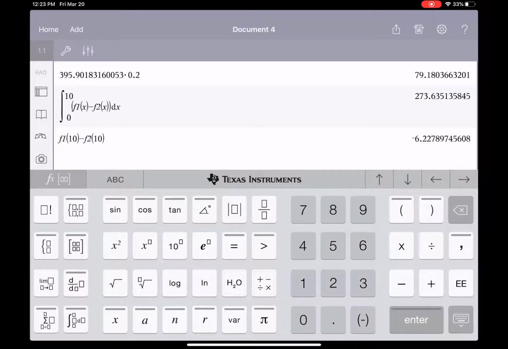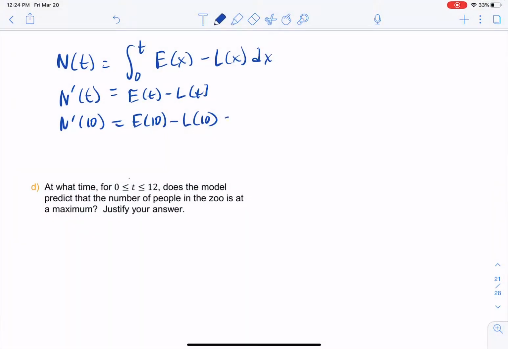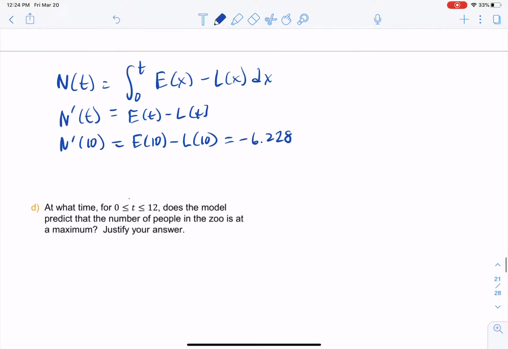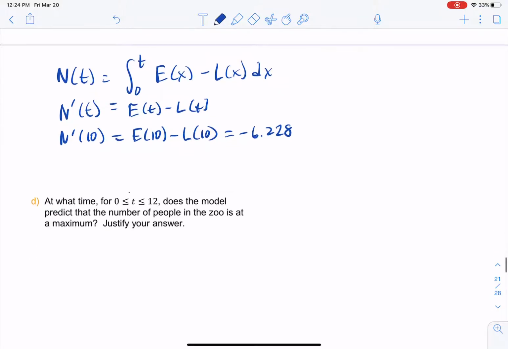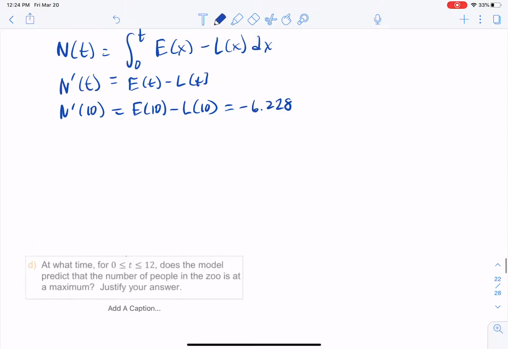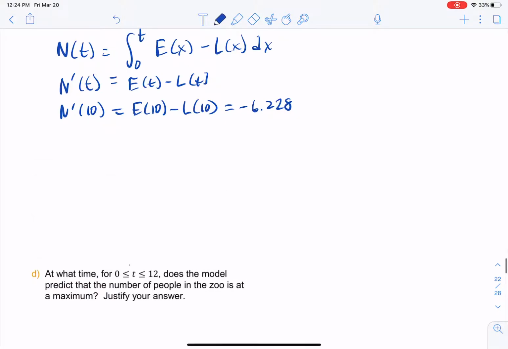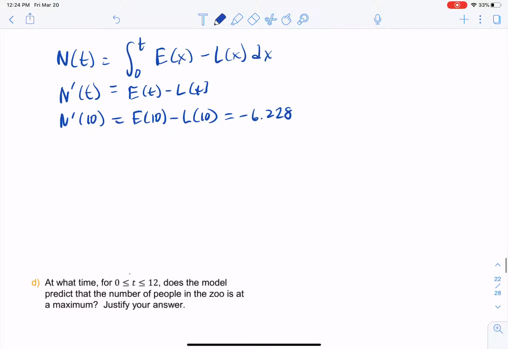Negative 6.228. Okay, this is a rate of change. E of t and L of t were rates of change, remember, as a rate of coming in versus coming out. And since this number is negative, this means that the number of people in the zoo is decreasing at that particular time. So that's how we're going to phrase the answer to this, the interpretation.